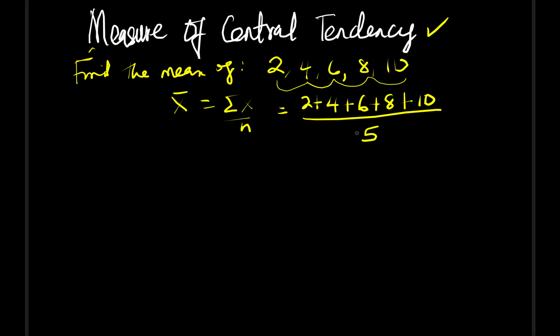Divided by 5. So x bar, which is the mean, will now be 2 plus 4 plus 6 plus 8 plus 10. This will give you 6 plus 6, 12, plus this particular one, 20, plus this, that is 30. 30 divided by 5 will give you 6. So therefore, x bar is equal to 6. Pretty simple, right? Let's go over to the next example.